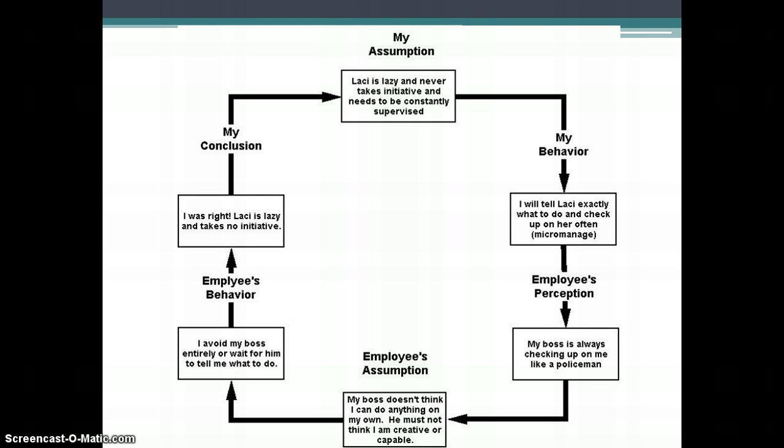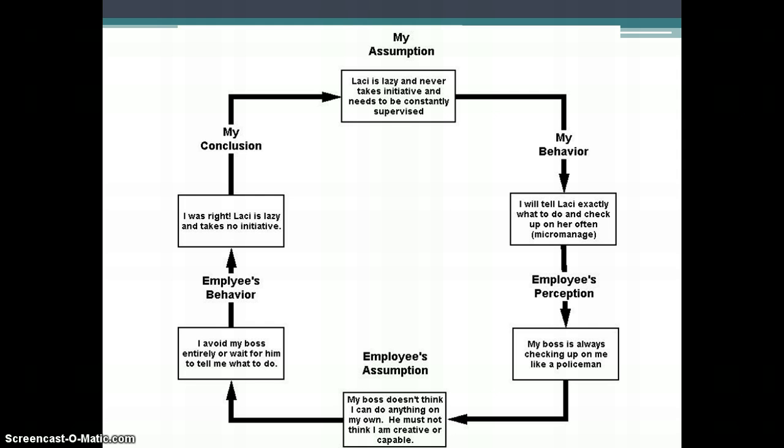Now, this is another example of the self-fulfilling prophecy. Basically, this is all about the idea that because a person expects someone to act one way, then they start to see the person acting in that way. So another example, this is about work behavior.